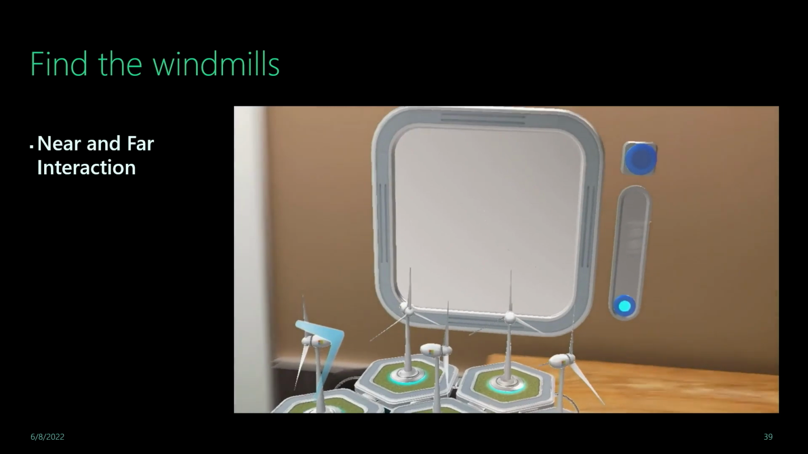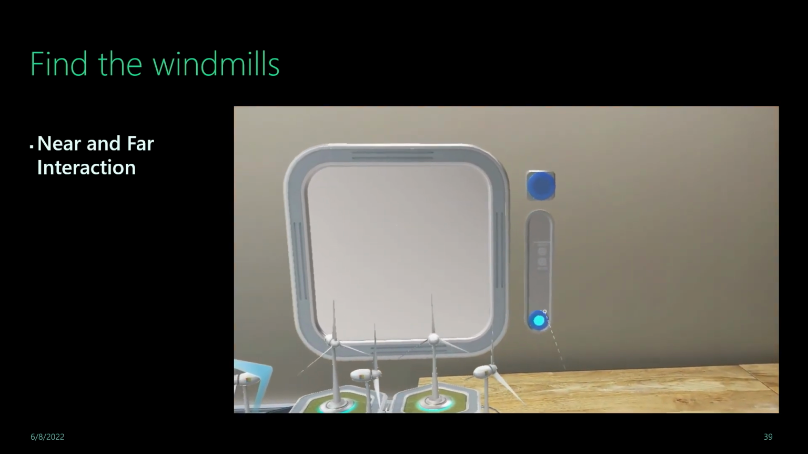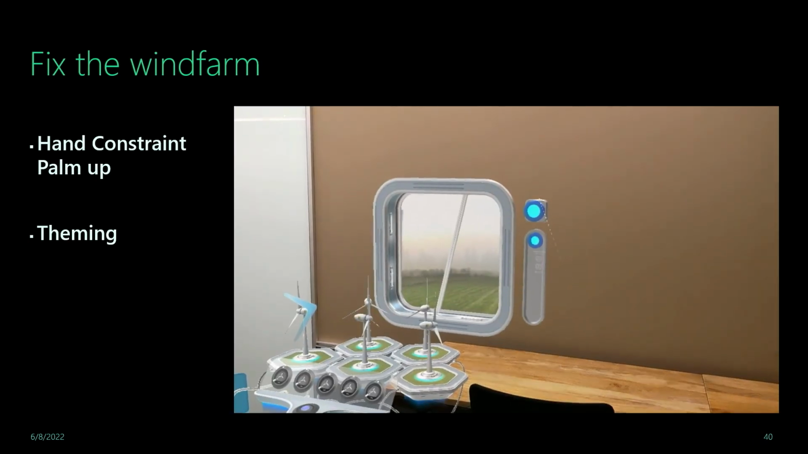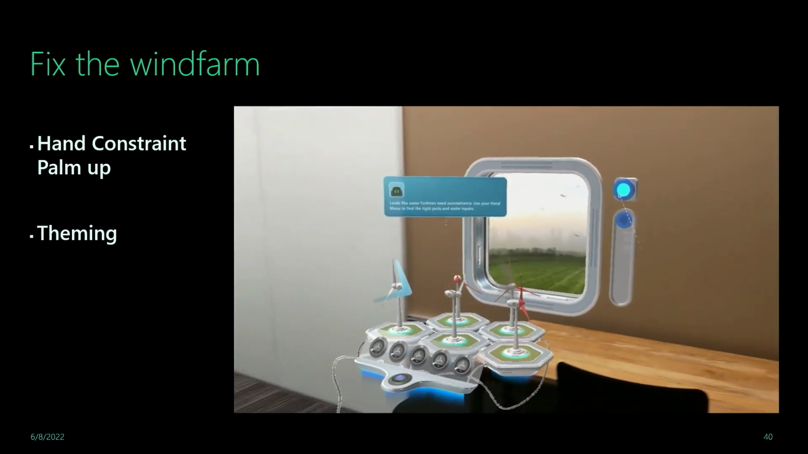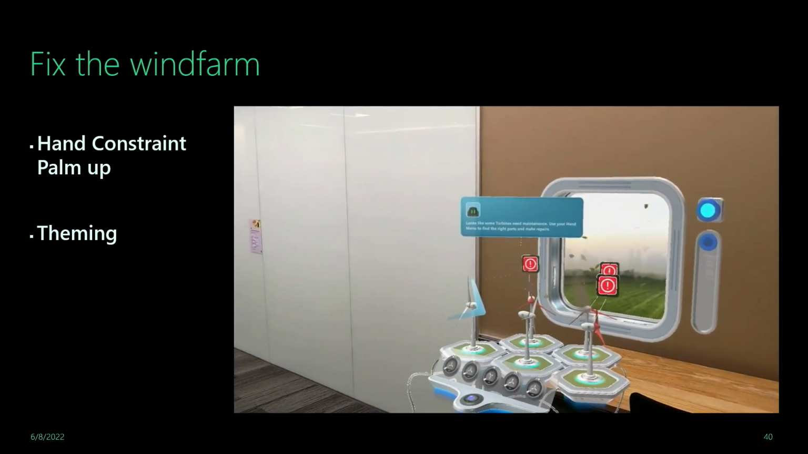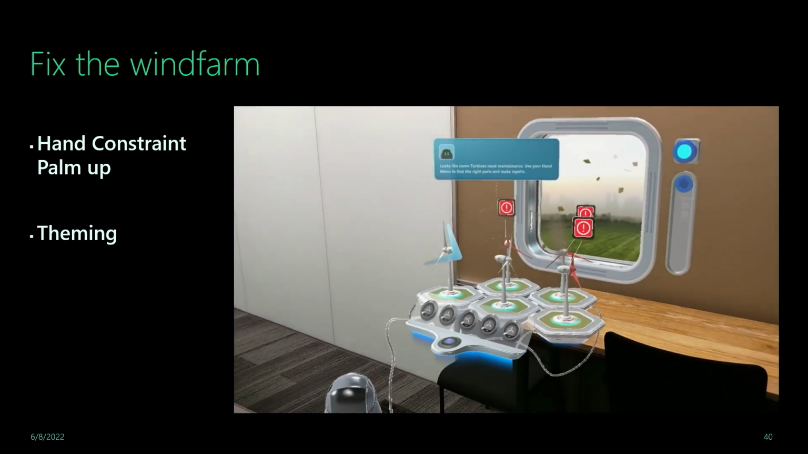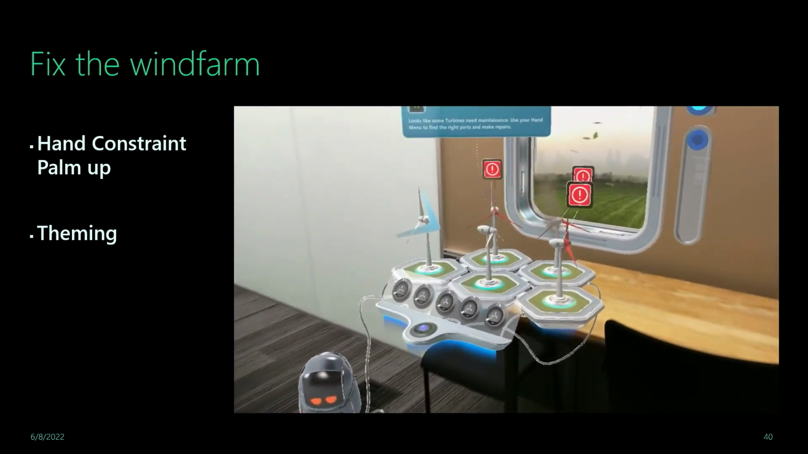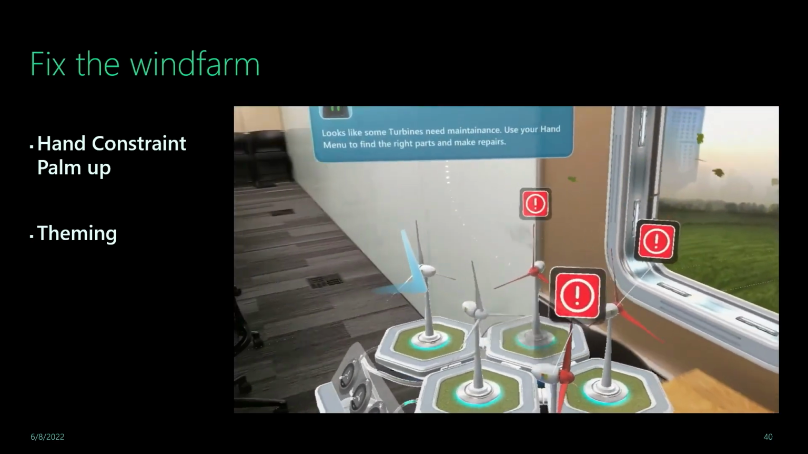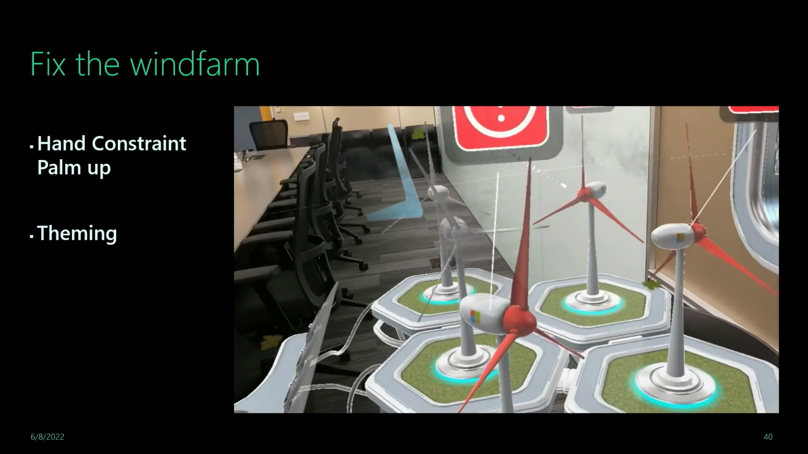Yes, so there we go. Windmills are in place, ready to open the window, see what happens. And it turns out one reason you should not drop windmills from the ceiling is because they might break. And so now we have to fix our windmills, and we get some feedback that these are broken.